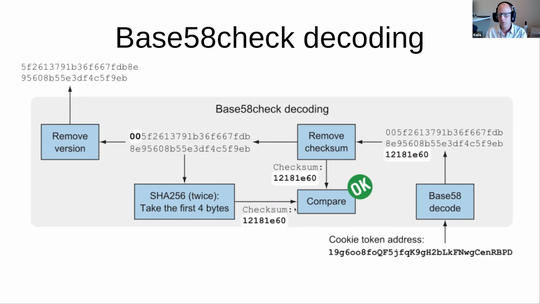And then you compare them. If they are okay, there are probably no typing errors. There's like a 1 in 4 billion chance of a typing error not being detected, so probably not a typing error here. And then you can remove the version and use this public key hash and put it in the message to Lisa in the email.